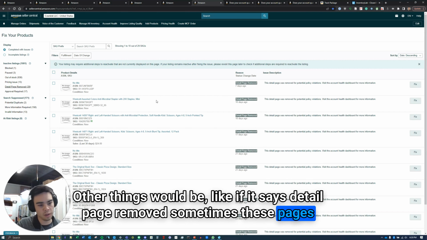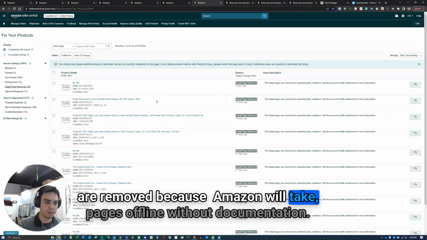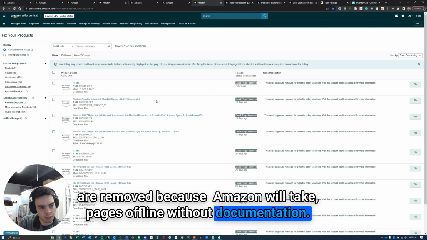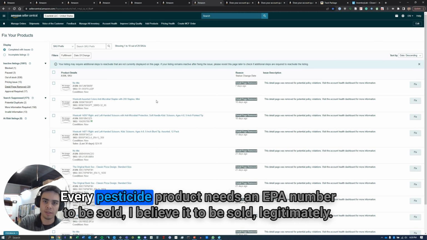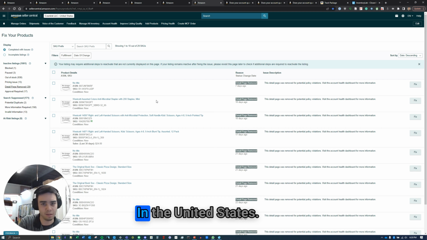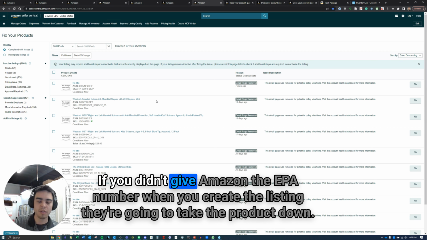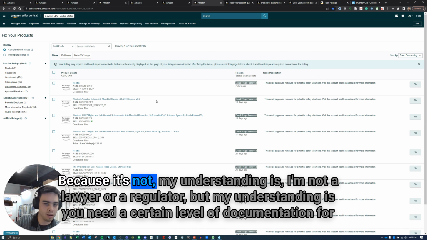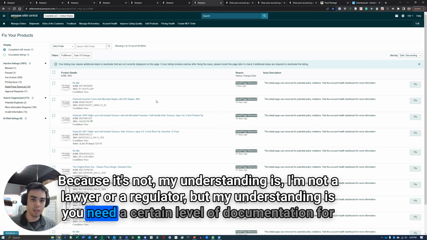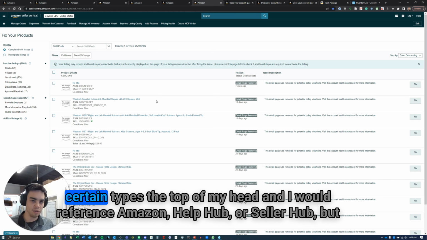Sometimes these pages are removed because Amazon will take pages offline without documentation. So let's say you're selling a pesticide product. Every pesticide product needs an EPA number to be sold legitimately in the United States, I believe. If you didn't give Amazon the EPA number when you create the listing, they're going to take the product down. My understanding is, and I'm not a lawyer or a regulator, that you need a certain level of documentation for certain types of product.